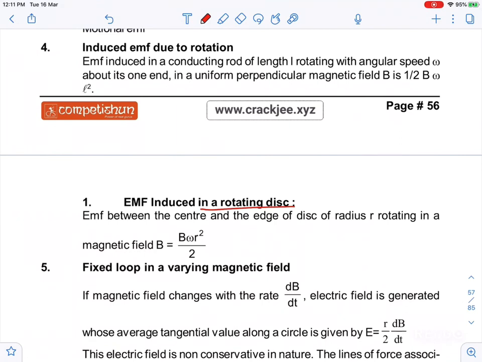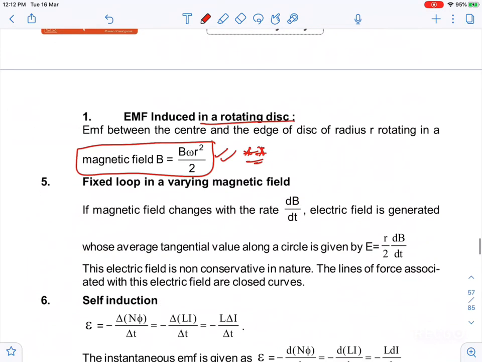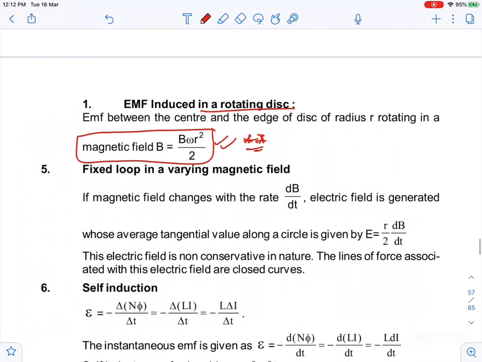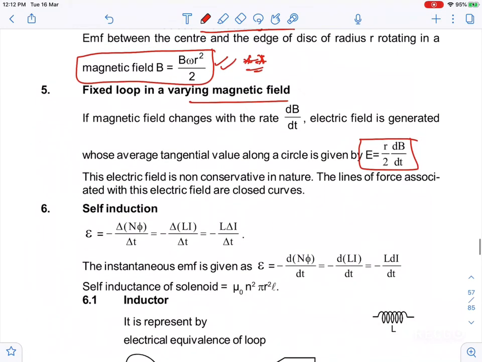Now you have to keep in mind, when you rotate a disc, the EMF induced on a rotating disc is nothing but B omega r square by 2. Very important result, you have to use this as a formula. So when the field is varying, what is the relation between electric field and magnetic field? E is equal to r by 2 dB by dt.